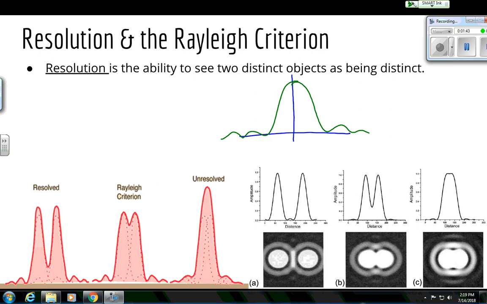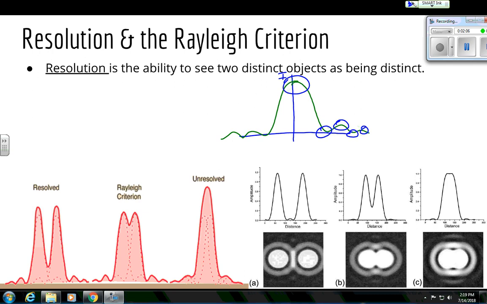Back in our single slit diffraction unit, we talked about graphs like this, where the intensity of light that passes through a single opening spreads out and creates a diffraction pattern with a bright central maximum, and then a dark spot, and then another bright spot, and so on. Well, this is going to limit what you're able to see. So let's take a look at this diagram here in the bottom left-hand corner.